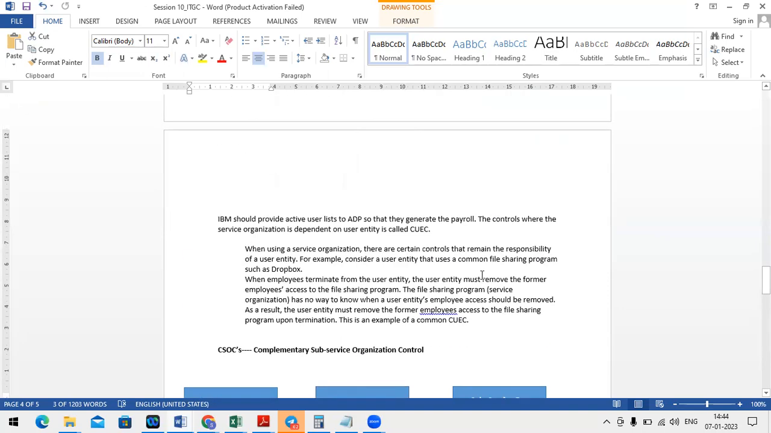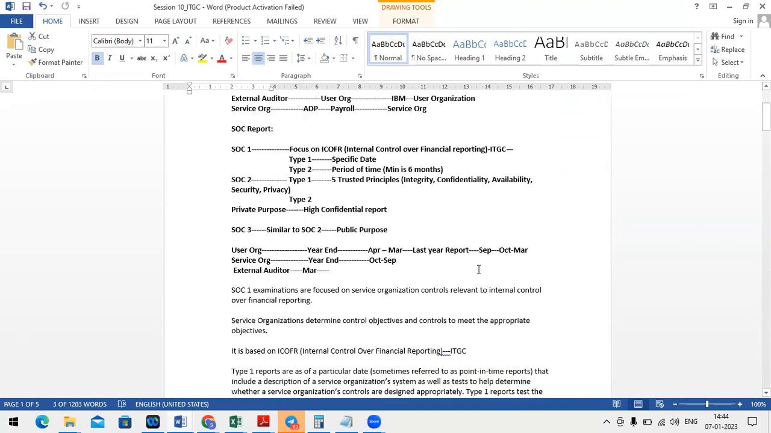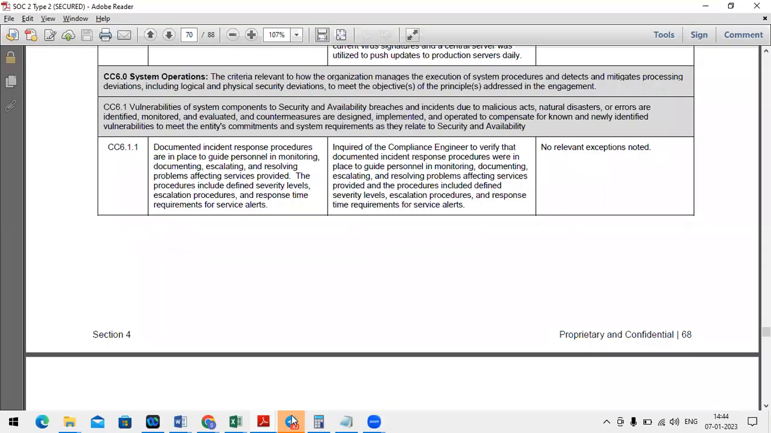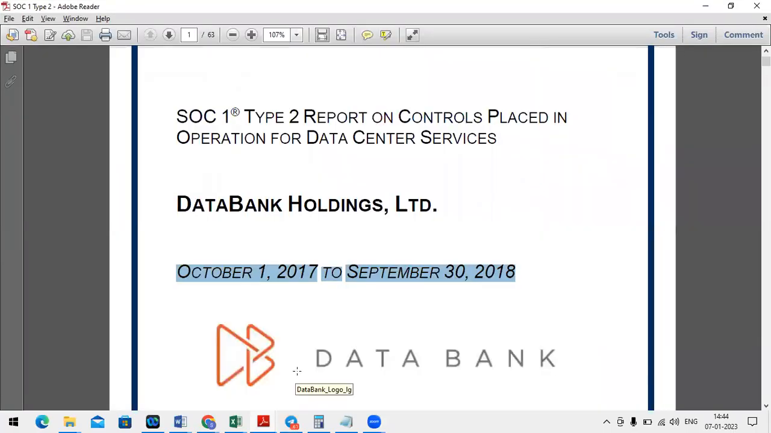So this is all about the SOC report: how the SOC report looks, what SOC 1 is, what SOC 2 is, what SOC 3 is, what the differences between SOC 1, SOC 2 and SOC 3 are, what a SOC report is and how it looks, what a bridge letter is, what the format of the bridge letter is, and then what complementary user entity controls and complementary subservice organization controls are. So all these things are there.